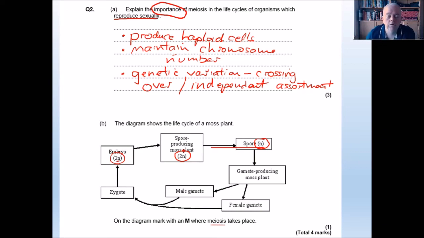With meiosis, it's about going from a diploid cell to a haploid cell. So if I'm looking at my 2Ns and Ns, if I'm going from 2N to 2N, I'm maintaining the chromosome number. I've gone here from 2N to N, I'm halving that chromosome number. So I need to put an M in that location, and that's where meiosis has occurred because I've gone from diploid down to haploid. And that should be how you answer that kind of question.